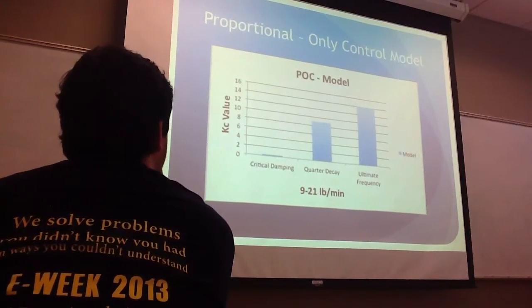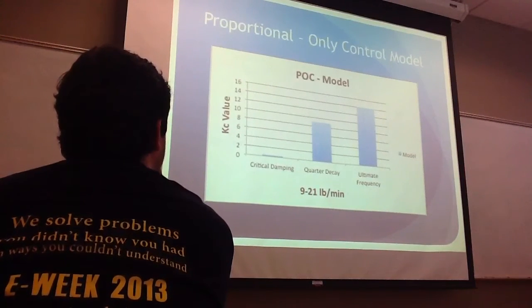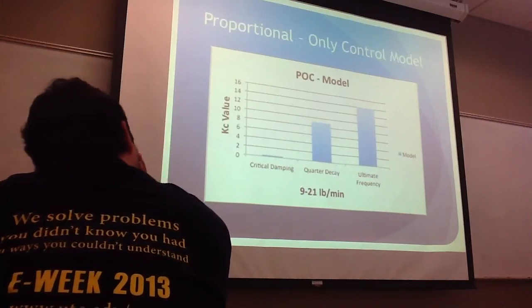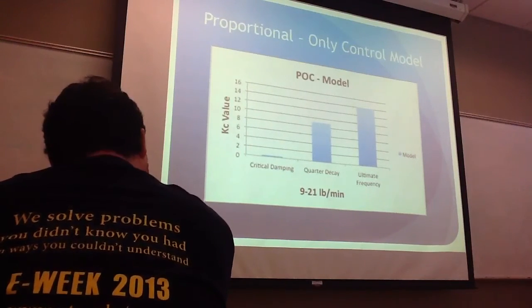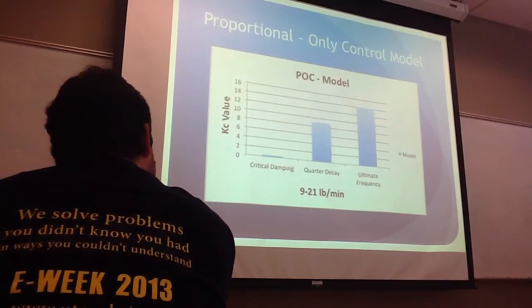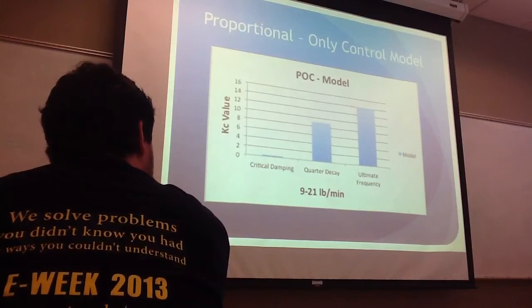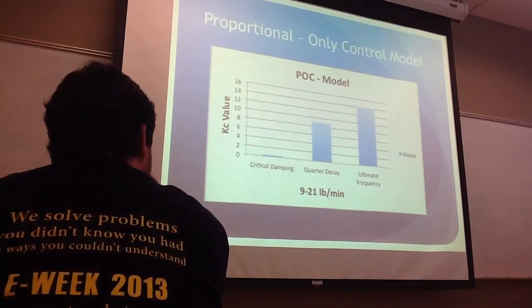For the proportional only controller model, we all have the same model, so from regions 9 through 21 pounds per minute, we had a critical damping of about 0.5, quarter decay of 9, ultimate frequency of 14.